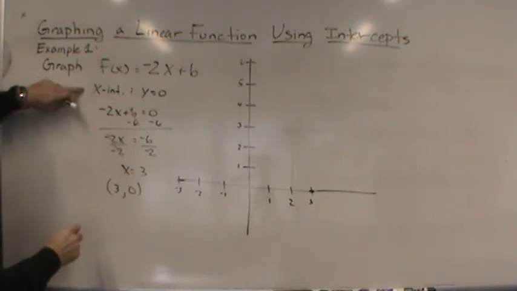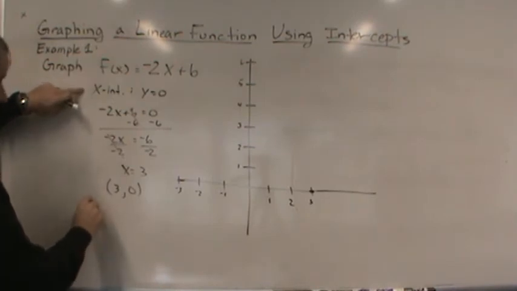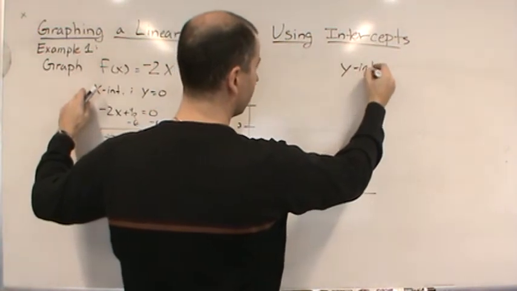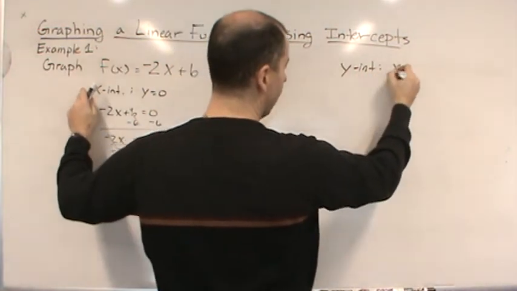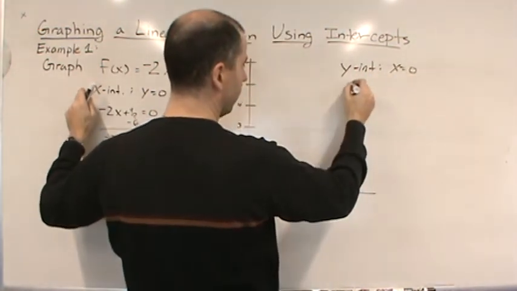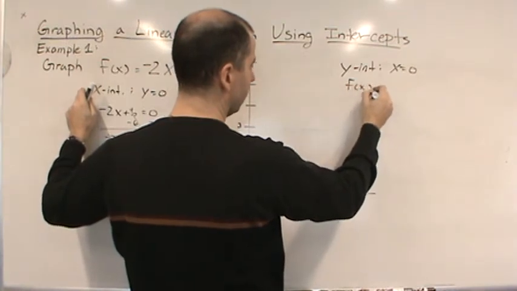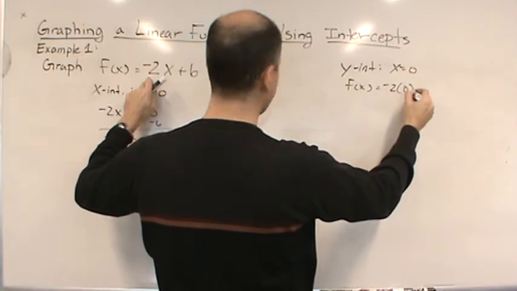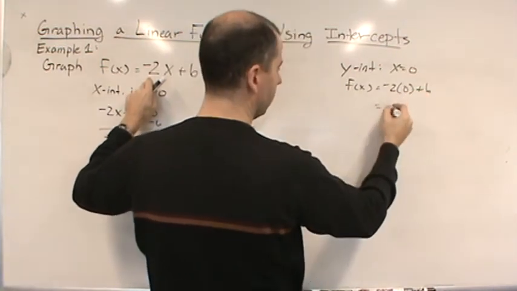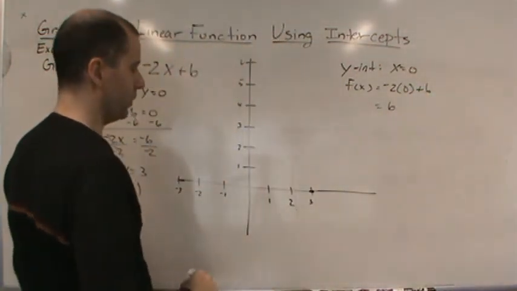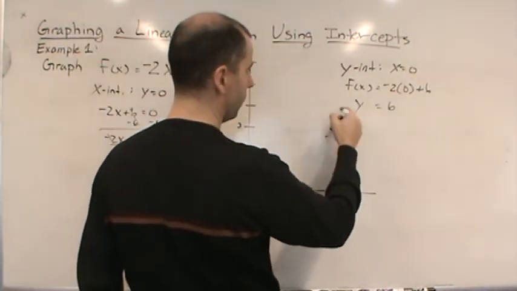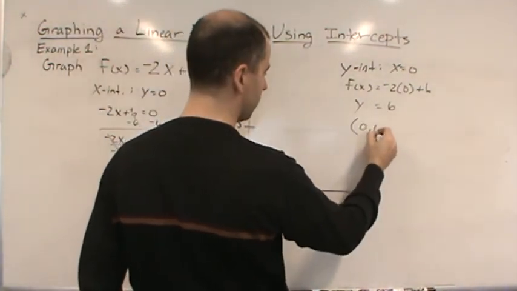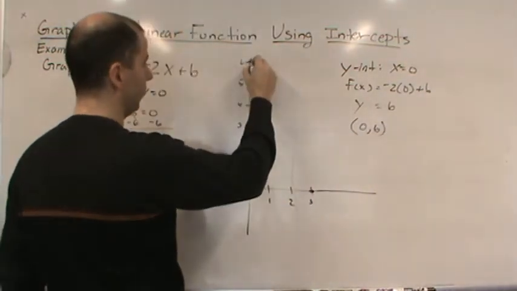Now the y-intercept, well, let's do that over here. So the y-intercept, we're going to set x equal to 0, and so we're going to get f of x is equal to negative 2 times 0 plus 6, which equals 6. So we know y, in other words, y is equal to 6. So our y-intercept is going to be at 0 comma 6. So that's going to be up here.